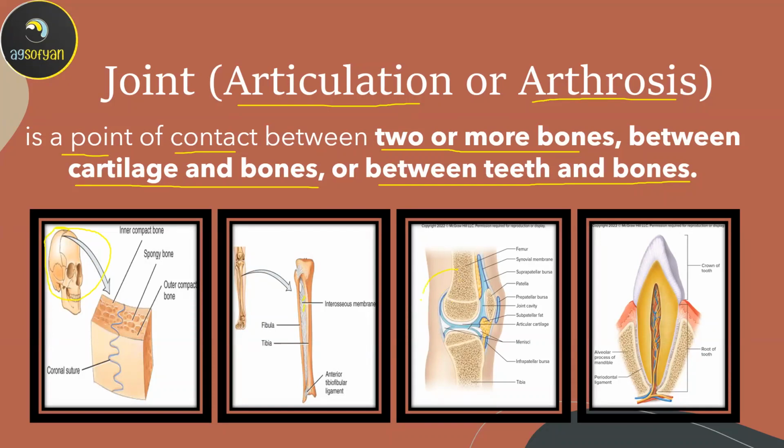And this is a very typical type of joint located in the knee. And this is also another joint, between the teeth and the bones, like in the mandible or maxilla, the lower jaw or the upper jaw.